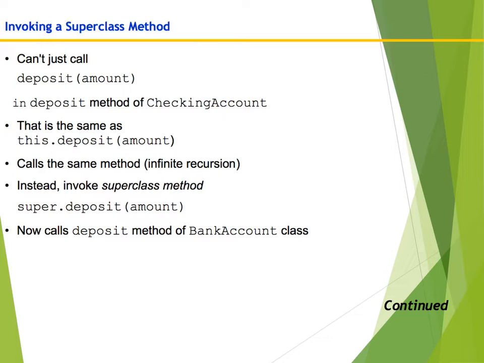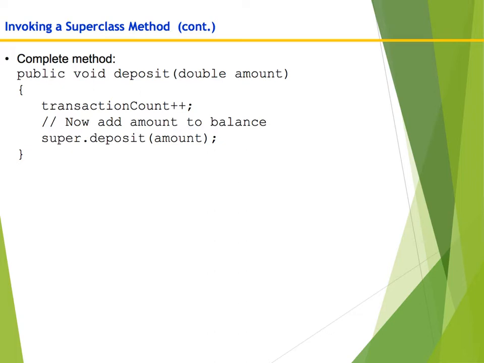But instead, we want to call the deposit method of the superclass. That's why we write super.deposit, and inside the deposit method, we write the explicit parameters, which is in this case amount. So this is how we define the deposit method in CheckingAccount, or in other words, this is how we override the deposit method of BankAccount in the CheckingAccount class.